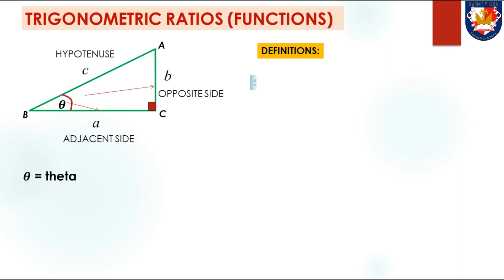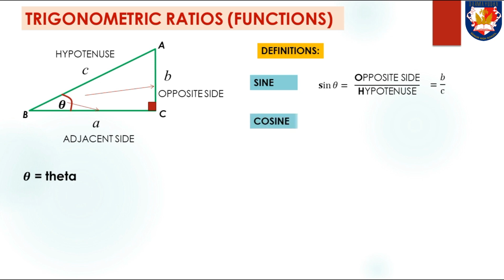The first one is sine. Sine of the angle theta equals the opposite side over the hypotenuse. The opposite side of the angle theta is B and the hypotenuse is C, so sine theta equals B over C. The second one is cosine. Cosine of the angle theta is defined as adjacent side over the hypotenuse. The adjacent side of the angle theta is A and the hypotenuse is C, so cosine theta equals A over C.